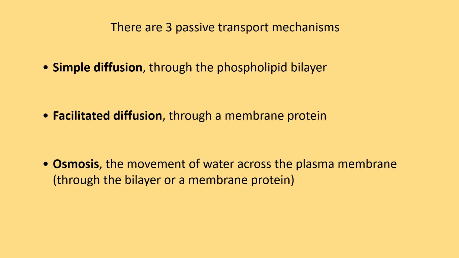Like, what does it mean when somebody's a passive person? Oh, she's a very passive person. She doesn't really tend to take action, right? She's not going to spend much energy to get something done. And so these are the three passive transport mechanisms: simple diffusion, facilitated diffusion, and osmosis.